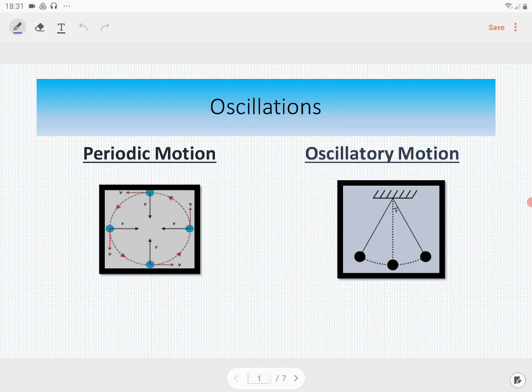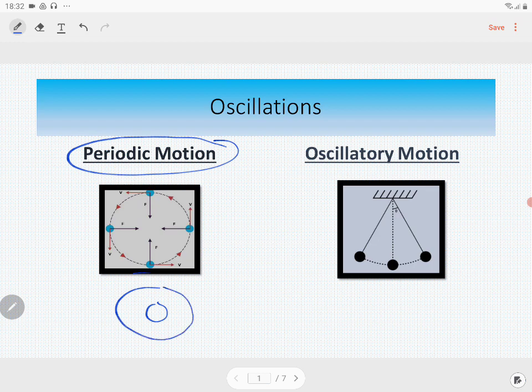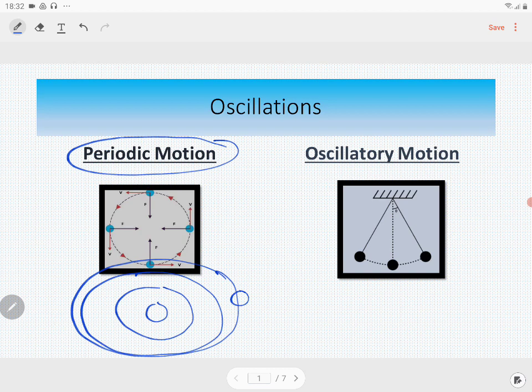To understand these oscillations, we need to understand what is periodic motion and what is oscillatory motion. What is periodic motion? See children, if any motion gets repeated after regular intervals of time, then it is called periodic motion. For example, circular motion. Planets revolve around the sun in circular orbits. Earth revolves around the sun with a time period of 365 days. After every 365 days, the Earth repeats its motion. So it is periodic motion.